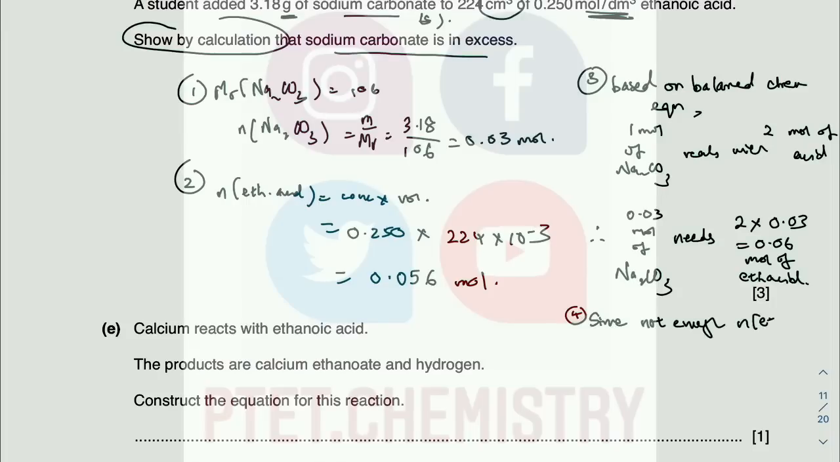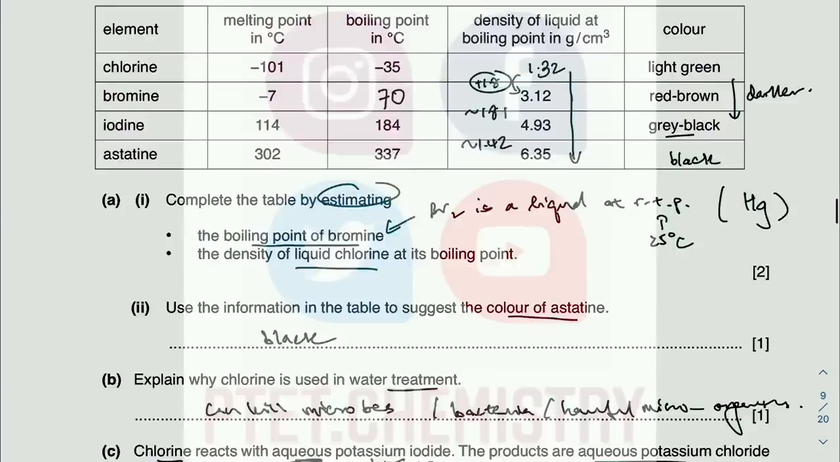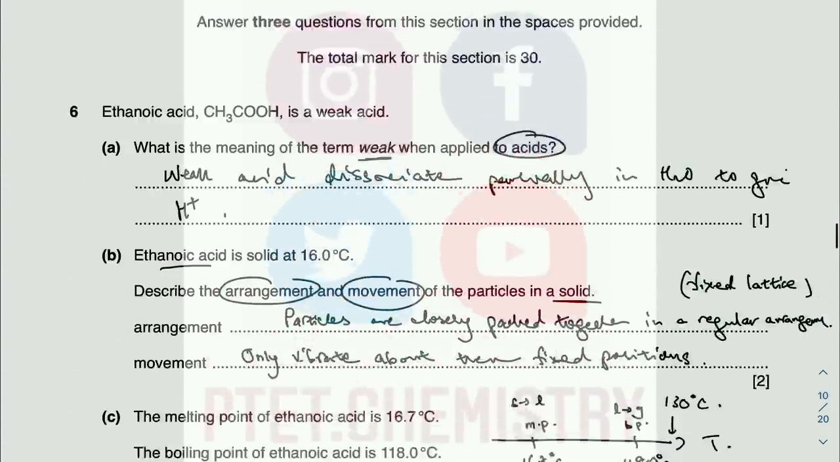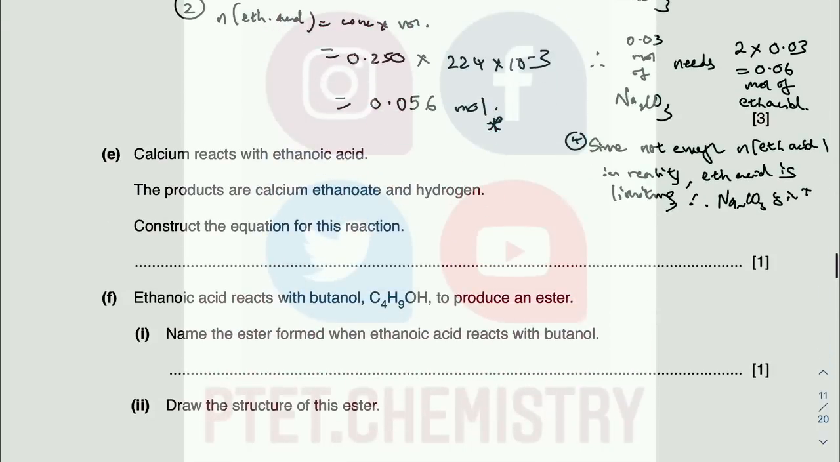Mole of ethanoic acid, in reality, how much do you react? You only reacted 0.056. You need 0.06. So what does this tell you? Ethanoic acid is limiting. It's not enough, right? Therefore, sodium carbonate is in excess. So what have I done there? What I've done is I have shown it the other way.